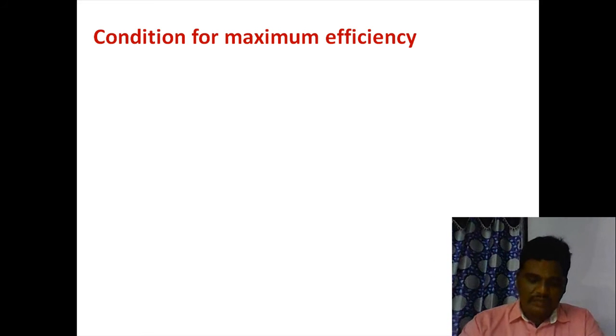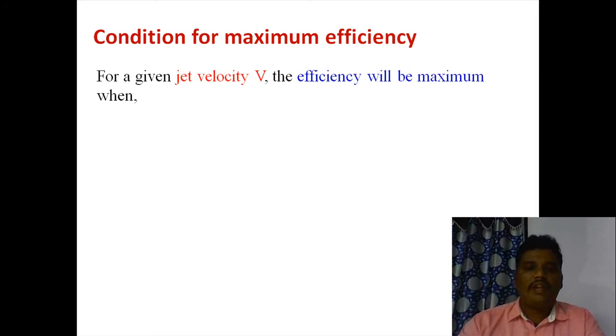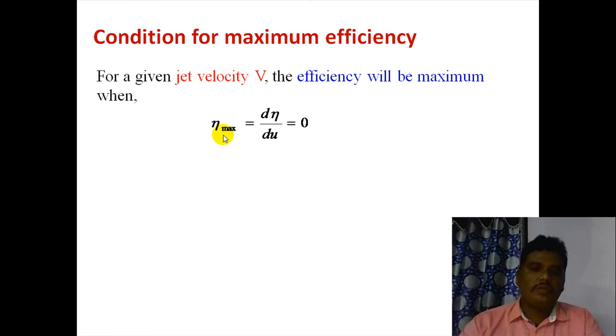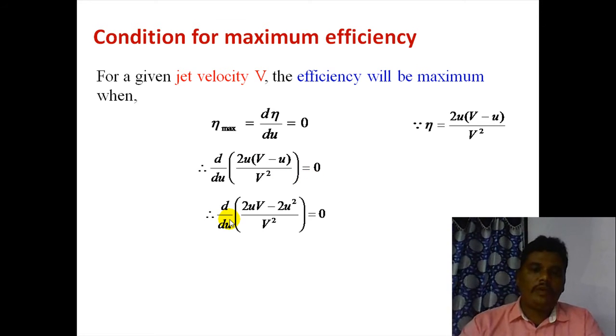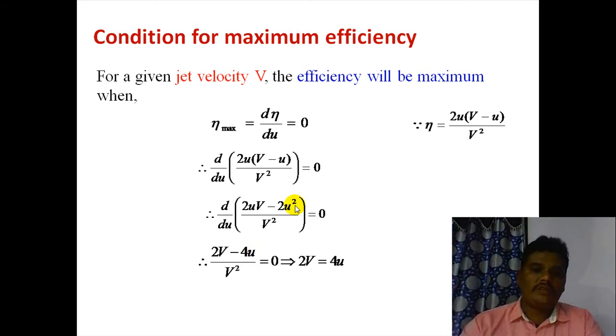Now, the condition for maximum efficiency. What is the condition of maximum efficiency? For a given velocity, the efficiency is maximum when d eta by dU is equal to 0. Now eta is equal to 2U multiplied with V minus U by V square. Now d by dU of 2U into V minus U by V square is equal to 0. By calculation, d by dU of 2UV minus 2U square by V square is equal to 0. Differentiation of 1 by V square is constant. Differentiation of 2UV is 2V. Differentiation of 2U square is 4U.